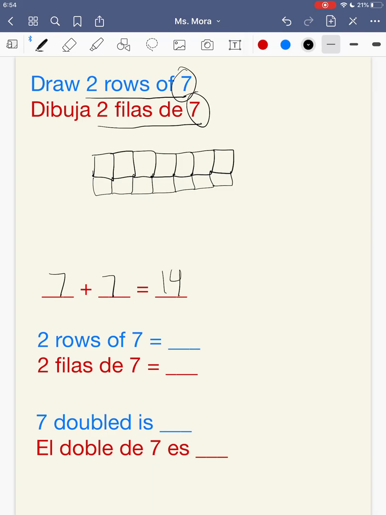Okay, so now I'm going to fill this in. 2 rows of 7 equals 14.